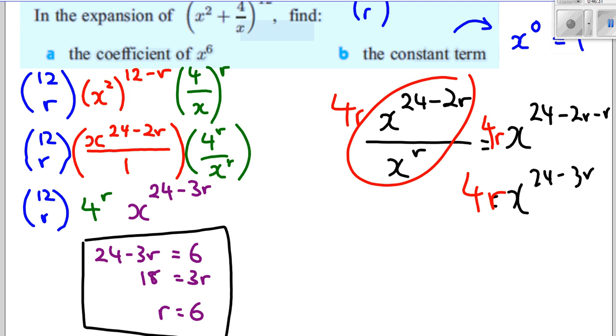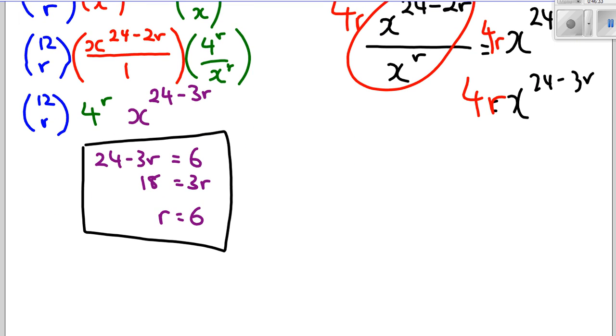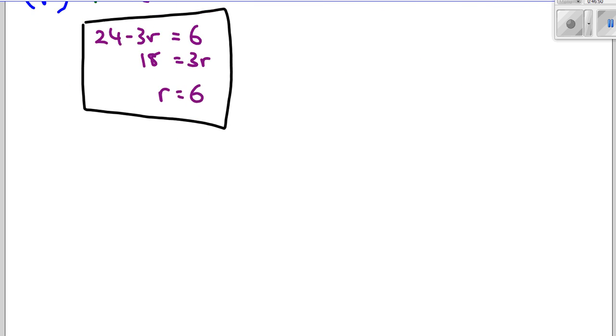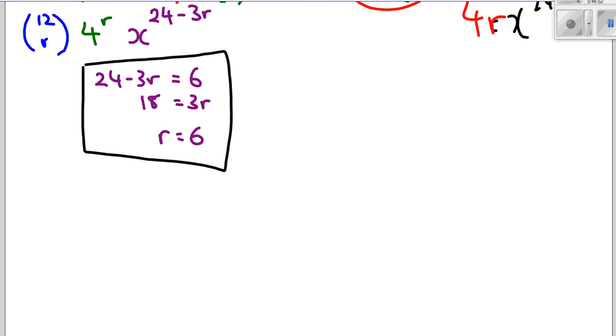So you've worked out r, which is awesome. Now we're going to put 12 times 4 to the 6, and then sub in this. We know that's going to be 6 anyway, because it's meant to be to the power of 6, but if you're in doubt, you can work it out. 24 minus 3 times 6 is 24 minus 18, which is 6. And then we work out those numbers with our lovely calculators. So we know it's 12 to the 6 now.